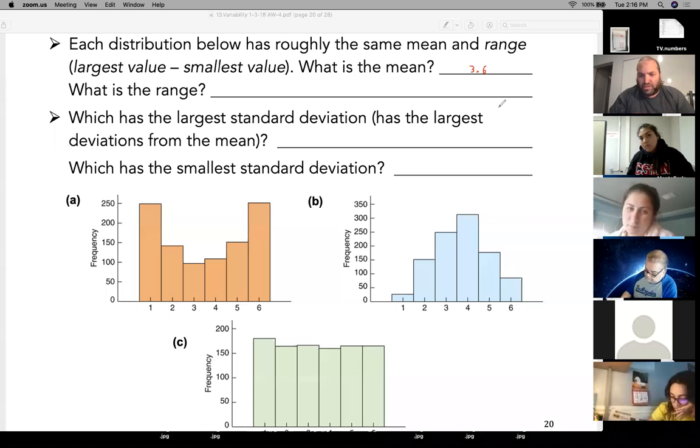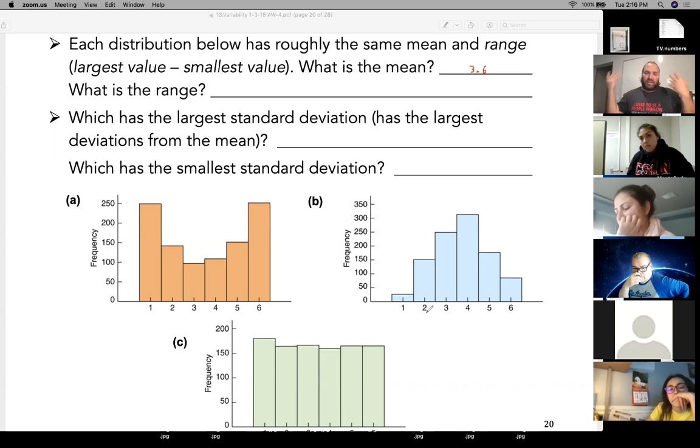The reason I picked 3.6 is because 3.5 is right in the center. It looks to be a little heavier on the right side. This one's a little taller, this one's a little taller, this one's a little taller. So it tilted a little bit to the right. Same thing here. 3.5 is in the middle. This one's taller, this one's taller, this one's taller. So it shifts a little bit to the right. Again, it's only an approximation. What's the range? The range is about 5. All right, 6 minus 1, 6 minus 1, 6 minus 1.